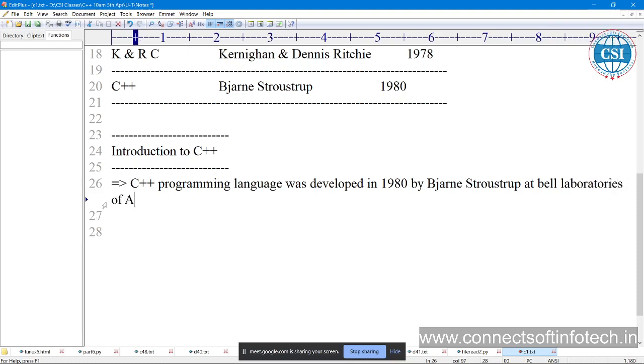At Bell Laboratory of AT&T. You know the meaning, what is AT&T? American Telephone and Telegraph. Okay, which is located in where? USA.